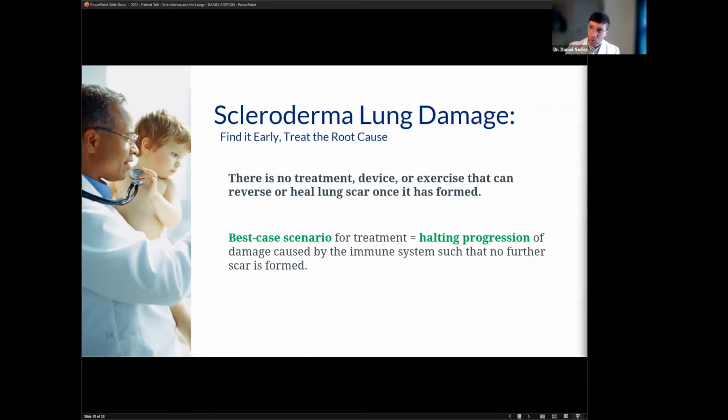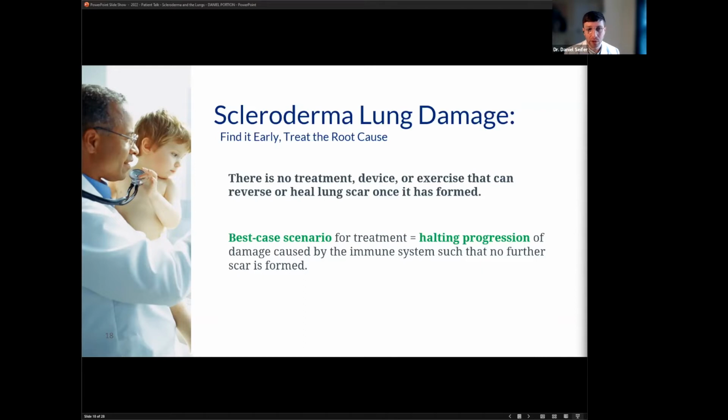Now, why does catching this early make so much of a difference? And why do we have to spend so much time thinking about whether this person is really getting worse in a way that's going to matter or not? Well, that's because there's no treatment, device, or exercise that can reverse or heal lung damage, lung scar, once it's formed. There's nothing. We've got nothing. There's nothing in the pipeline that's coming for that. No one can even do that on skin, much less in the lung.